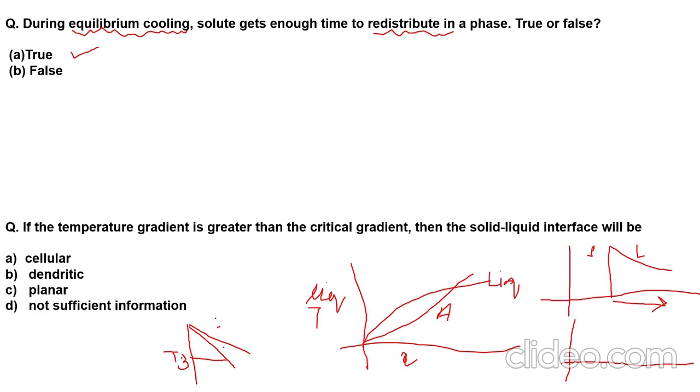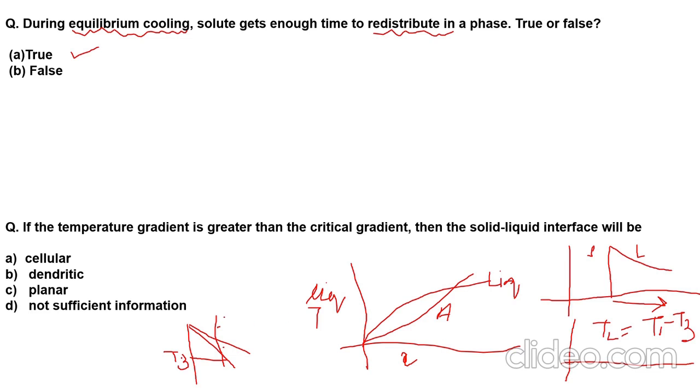So you have a gradient as you move from liquid to solid. If you are having an equilibrium type of transformation, your temperature gradient will be based on your temperature difference, that is T1 minus T3.